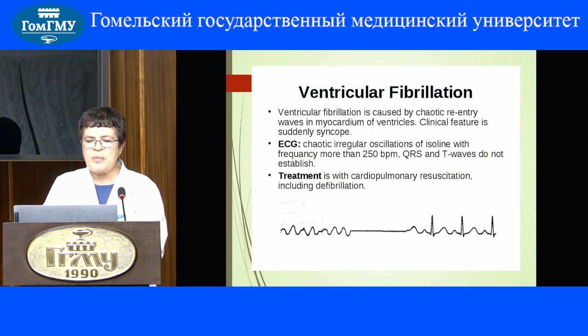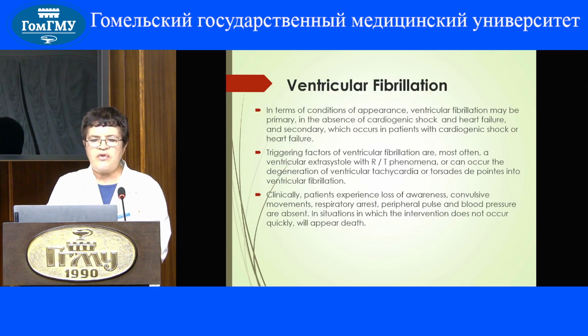Ventricular fibrillation is caused by chaotic reentry waves in the myocardium of the ventricles. Clinical feature is sudden syncope. On the electrocardiogram, chaotic irregular oscillations of the isoline with frequency more than 250 beats per minute, QRS and T waves are not established. Treatment is with cardiopulmonary resuscitation, including defibrillation. In terms of conditions of appearance, ventricular fibrillation may be primary, in the absence of cardiogenic shock and heart failure, and secondary, which occurs in patients with cardiogenic shock or heart failure.